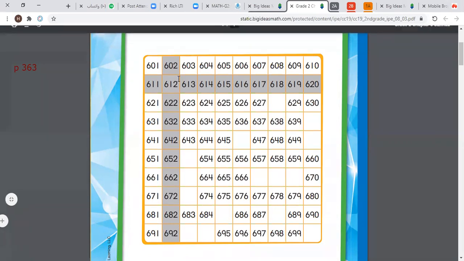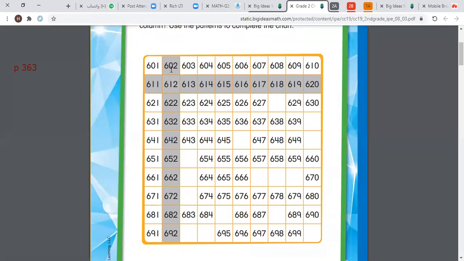So what's the difference? The difference is tens. The tens digit here increases by one. Can you see here zero tens, one ten, two tens, three tens, four tens, five tens, six tens, seven tens, eight tens, nine tens. So the tens digit increases by one.